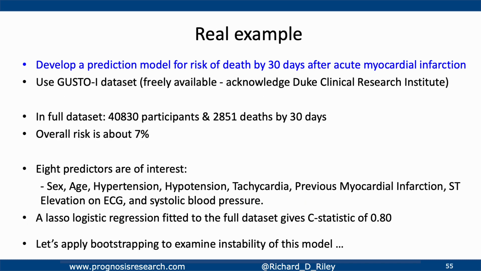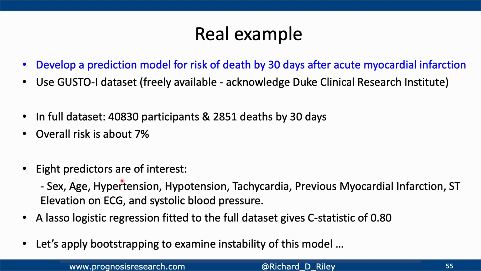Let's look at an example. We're going to develop a prediction model for the risk of death by 30 days after acute myocardial infarction, following on the example that we used before. We're going to use the Gusto-1 dataset, which is freely available with many thanks to the Duke Clinical Research Institute. In the full dataset, we've got about 40,000 participants, about 3,000 deaths by 30 days. So this is a huge, huge dataset. Overall risk is about 7%.